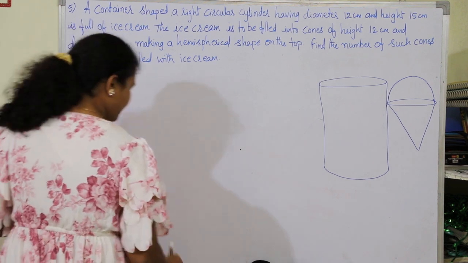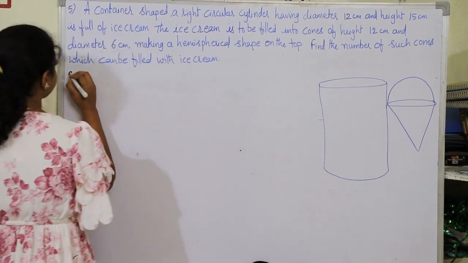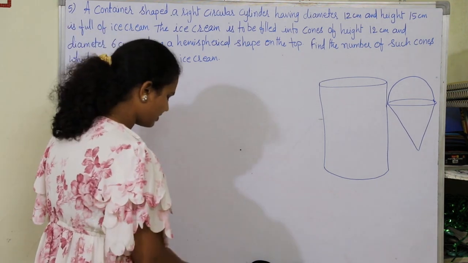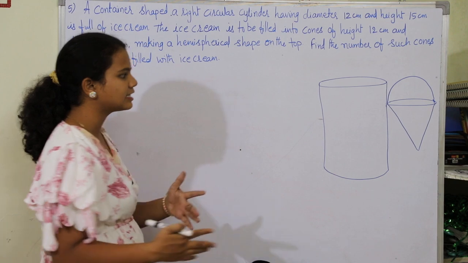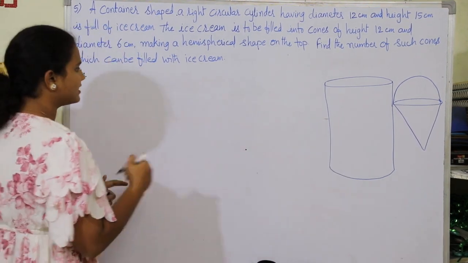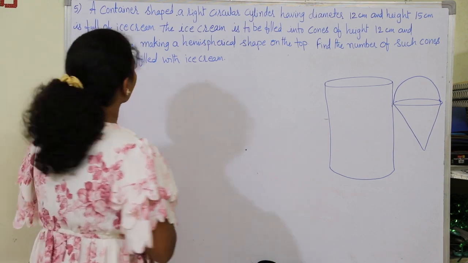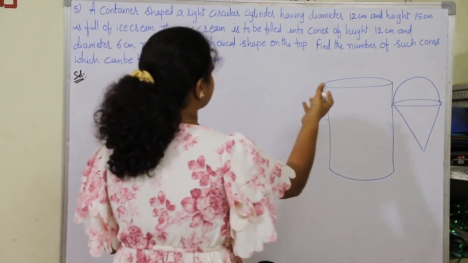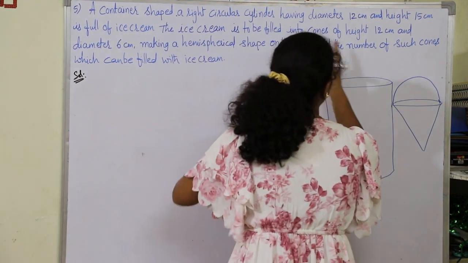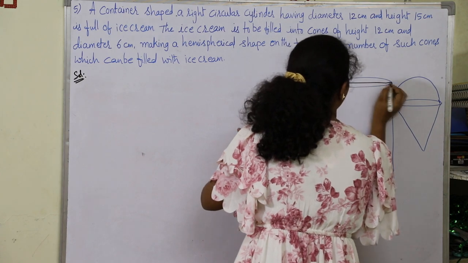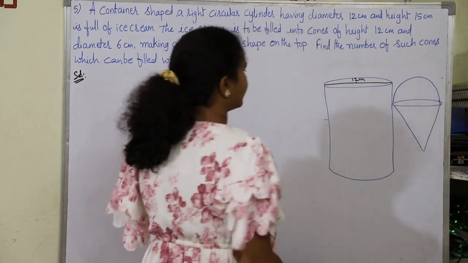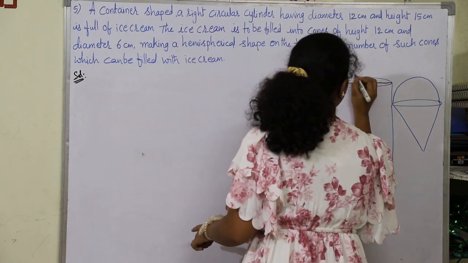To solve this question, let me write down the solution. Firstly, the question is, how many ice creams do I get from the given container of ice cream? To find this, let me first go with the dimensions they have given. Let me write the diameters. The diameter of the given container is 12 centimeters. Let me draw it like this, where 12 centimeters.